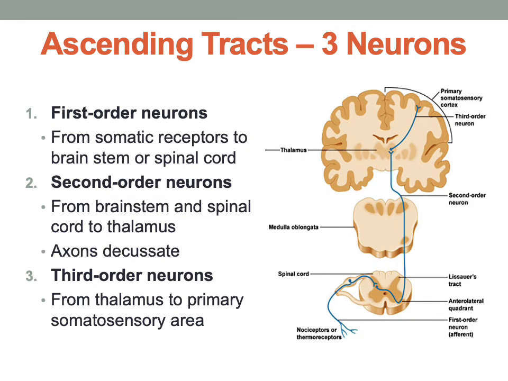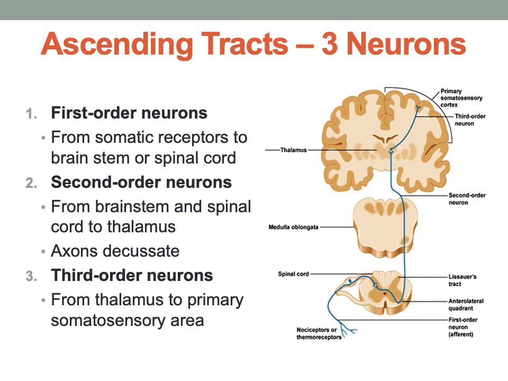Ascending tracts contain at least 3 neurons: first-order neurons, second-order neurons, and third-order neurons. The first-order neurons carry information from the somatic receptors to the brainstem or spinal cord. Second-order neurons carry information from the brainstem and spinal cord to the thalamus. I want to mention that the thalamus receives all incoming sensory information except from the olfactory nerve.